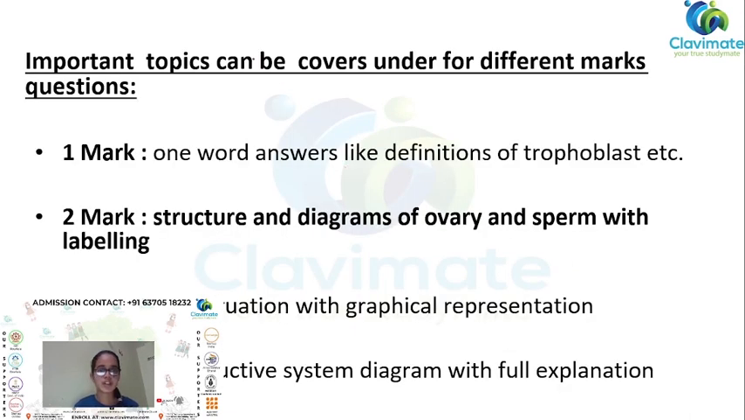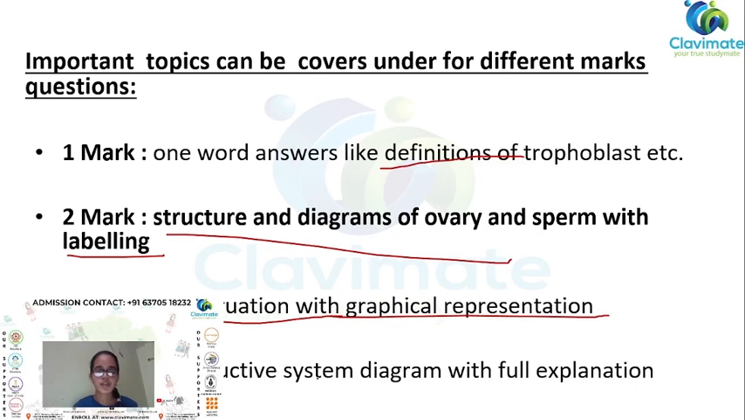And coming to the important topics that can be covered under the different mark questions. For 1 mark questions, obviously definitions will be given. For 2 marks, structure and diagrams of ovary and sperm along with labeling. So you need to be thorough about the diagrams and also the labeling. Next, for 3 mark questions, there is a topic we are going to cover, that is menstruation with graphical representation. So this will be important. Next, for 4 mark questions, obviously reproductive system diagrams with full explanation are needed. So you need to be thorough with these important things so that you can score good marks.